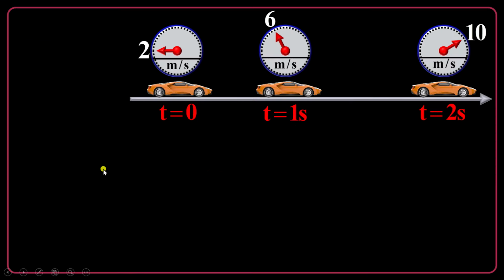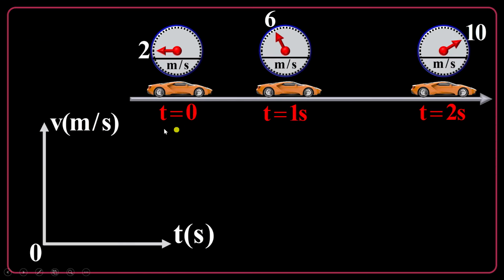Now, if you agree, let's draw the velocity time graph for this car. This car has a constant acceleration. Constant acceleration means that the rate of change of velocity is always constant. In this case, it's 4. How can the velocity time graph indicate the acceleration for me? Let's start drawing the graph.